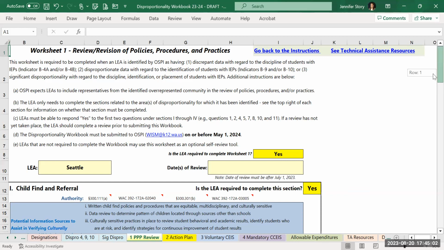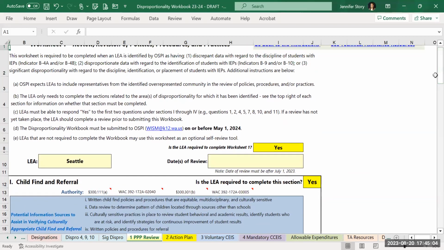We recommend, and actually we expect, the LEA to include representatives from the identified overrepresented community. For example, if you are over-identified with regard to students who are American Indian or Alaska Native, you would want to be working with tribal representatives, tribal liaisons, as part of this review, to make sure that you're involving the community in your review of policies, procedures, and practices.